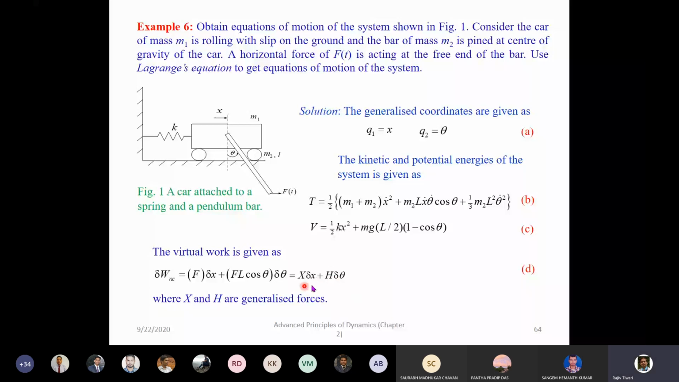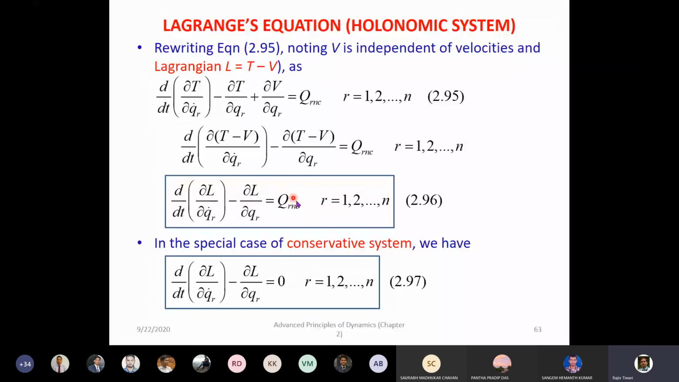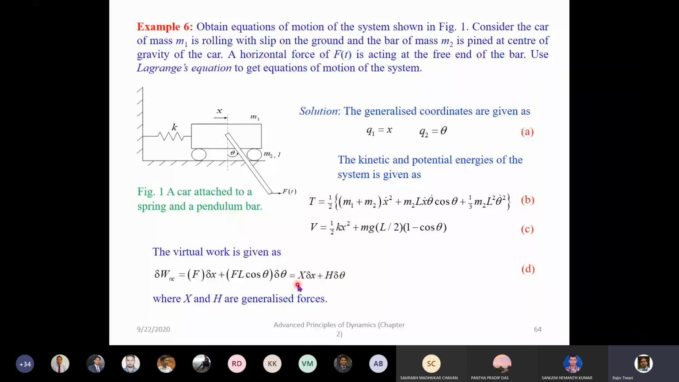So they will be the non-conservative force for the first generalized coordinate. When we are writing the Lagrange's equation for x, the Q_nc will be X, and when we are writing the Lagrange's equation for theta, Q_nc will be h, which is this term. So here the non-conservative force is derived.